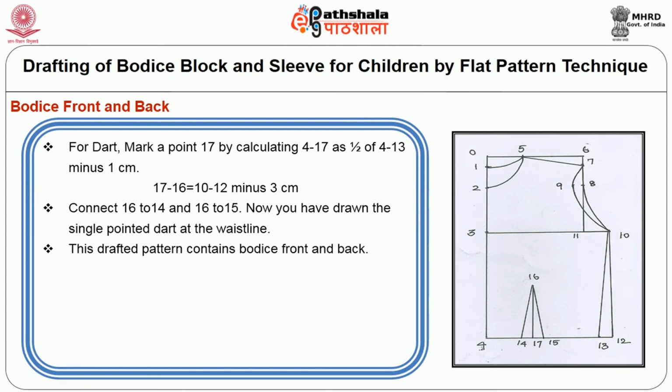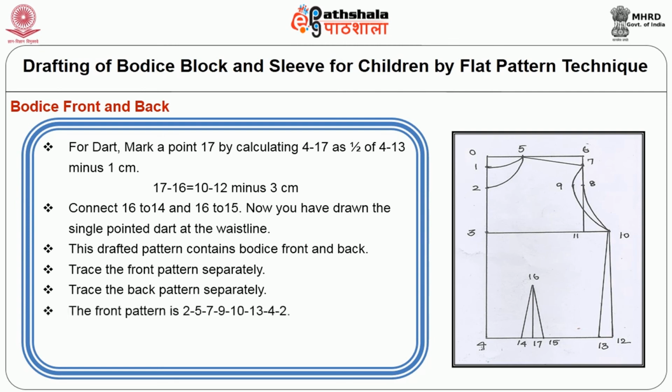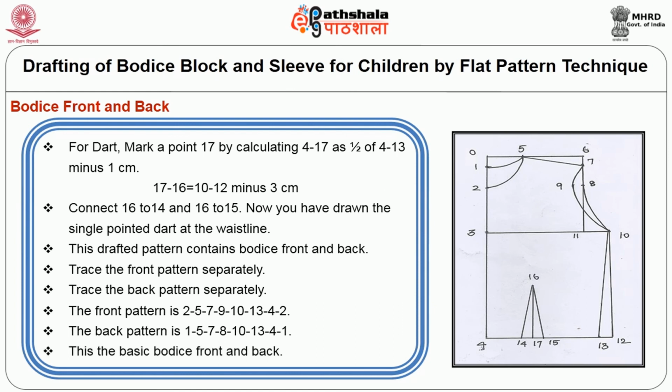The drafted pattern now contains body's front and back. Trace the front pattern separately and the back pattern separately. The front pattern is 2, 5, 7, 9, 10, 13, 4 and 2. The back pattern is 1, 5, 7, 8, 10, 13, 4 and 1. This is the basic body's front and back.